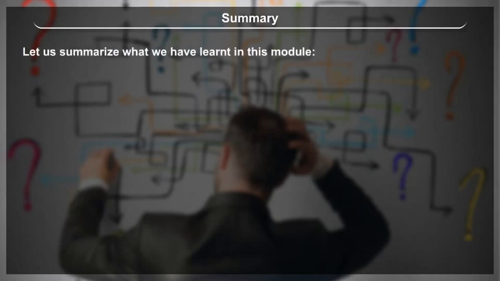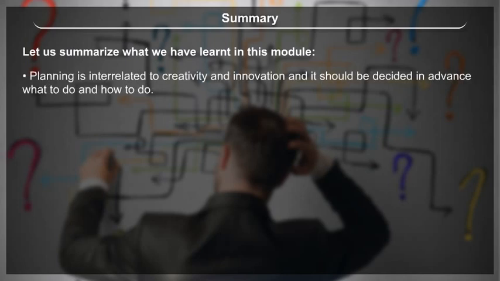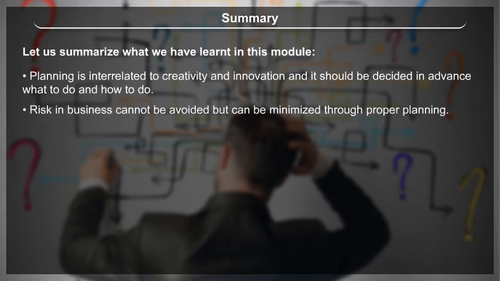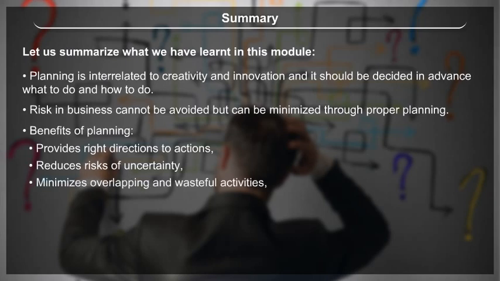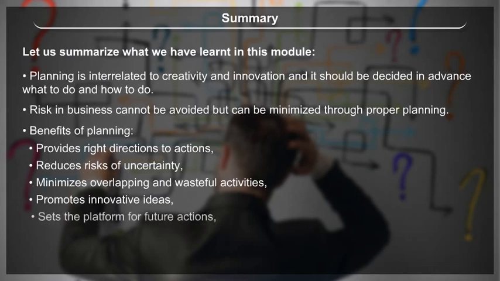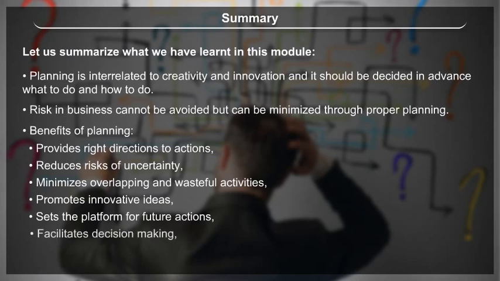Summary. Let us summarize what we have learnt in this module. Planning is interrelated to creativity and innovation, and it should be decided in advance what to do and how to do it. Risk in business cannot be avoided, but can be minimized through proper planning. Benefits of planning: provides right directions to actions, reduces risks of uncertainty, minimizes overlapping and wasteful activities, promotes innovative ideas, sets the platform for future actions, facilitates decision-making and establishes standards for controlling.